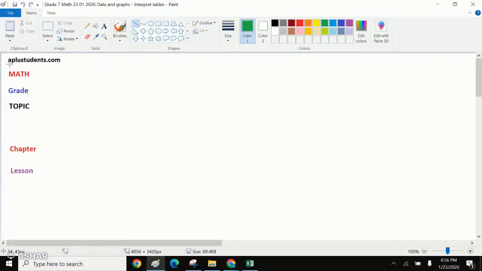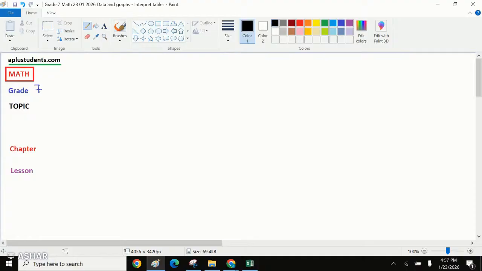The first thing you need to do is go to aplusstudents.com. You need to go to the website. Then you need to select math as your subject. This is a grade 7 math lesson.